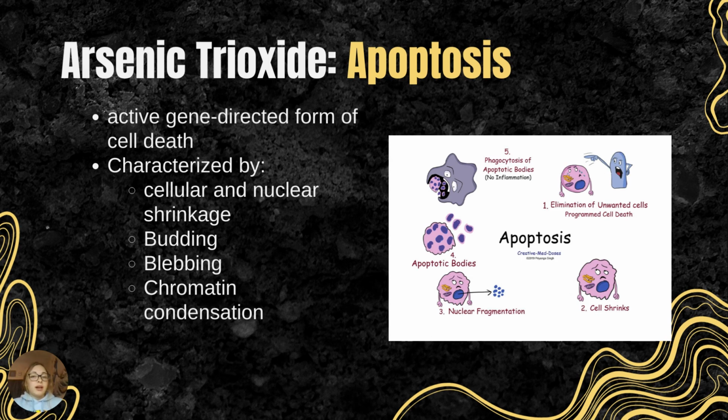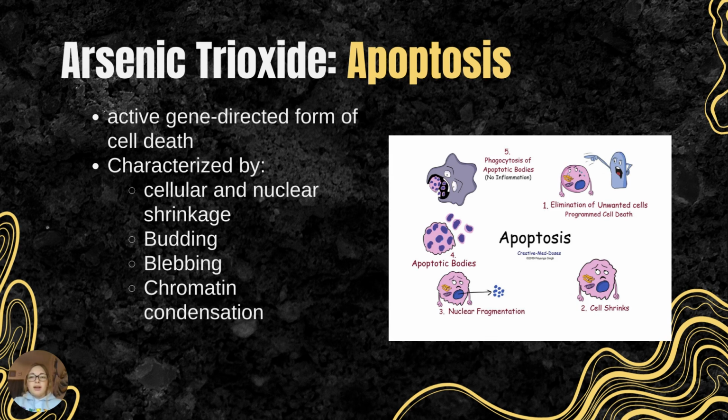So, arsenic trioxide works with apoptosis, which is a gene-directed form of cell death. It is characterized by cellular and nuclear shrinking, budding, blebbing, and chromatin condensation. So in this diagram to the right, it shows the formation of apoptosis.